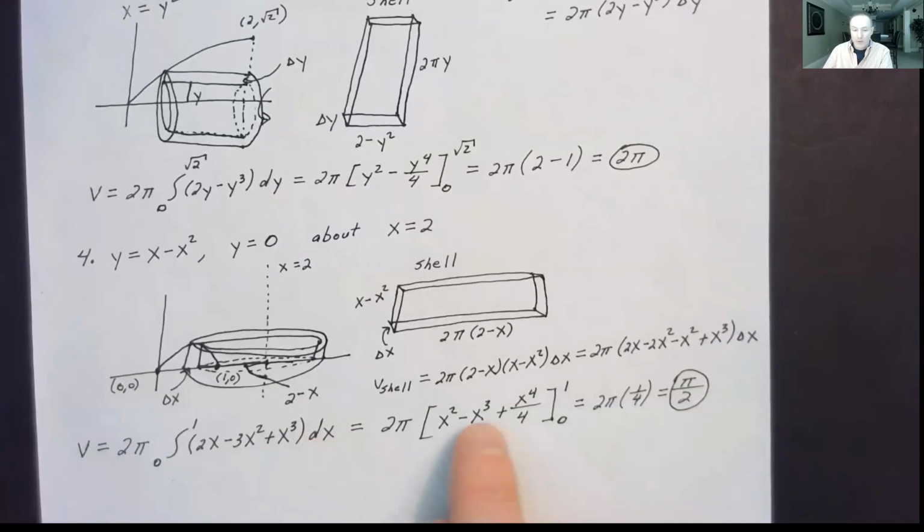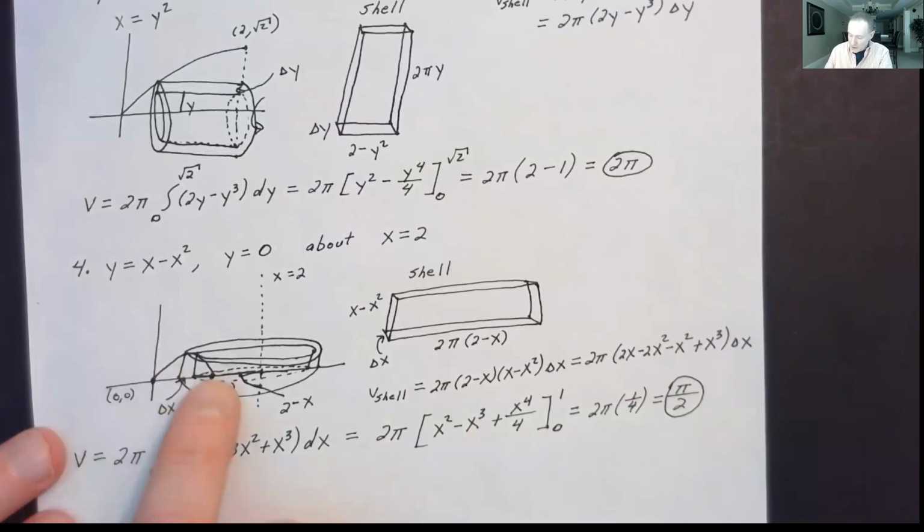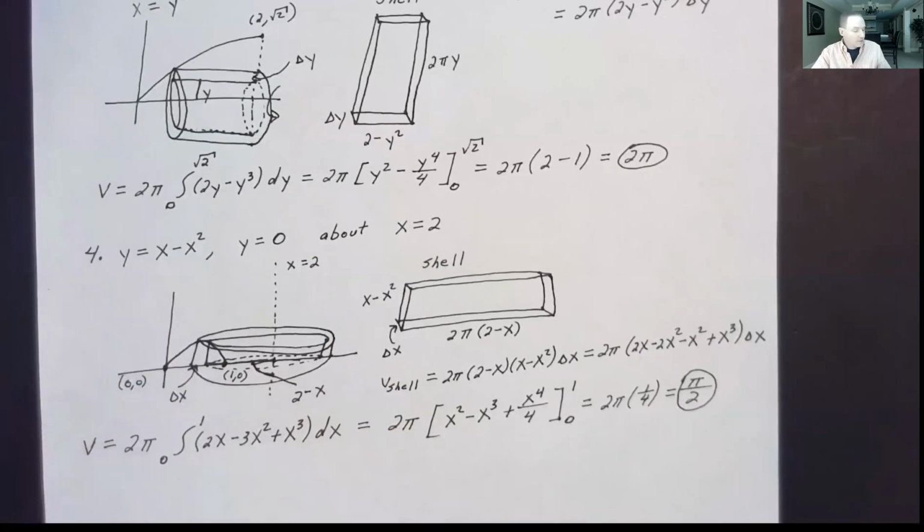We use the power rule. We get x squared minus x cubed plus x to the 4th over 4. We're evaluating that from 0 to 1. And of course, when you plug in the 1, you'll get your 1 minus 1 plus 1/4. So you're just getting a 1/4. 2 pi times 1/4, you get your pi over 2. I am 100% confident if I take that region, x minus x squared, rotated about the line x equals 2, I will get a solid that will have a volume of pi over 2 cubic units.